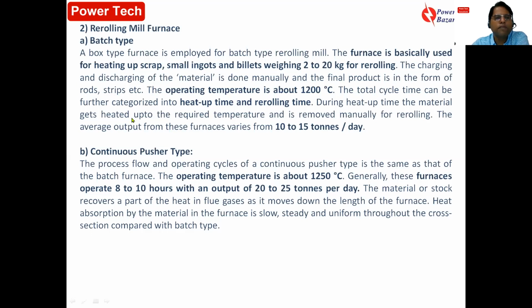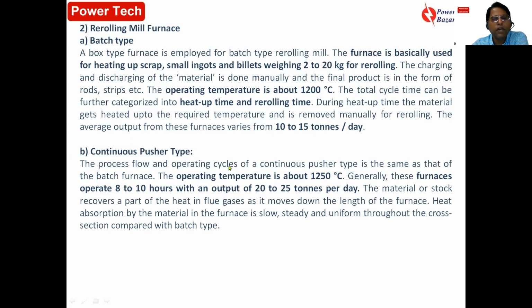Now the total cycle time can be further categorized as heat up time and re-rolling time, because while re-rolling we need to treat the material also sometimes. During heat up time, the material gets heated up to the required temperature and is removed manually for re-rolling. The average output is normally 10 to 15 ton per day. That means the batch type has a smaller capacity, 10 to 15 ton per day. Whereas in the continuous pusher type, the capacity of product handling can increase up to 20 to 25 ton per day.